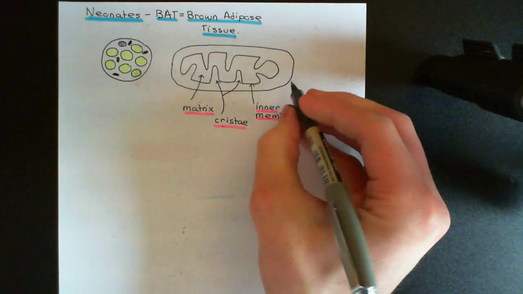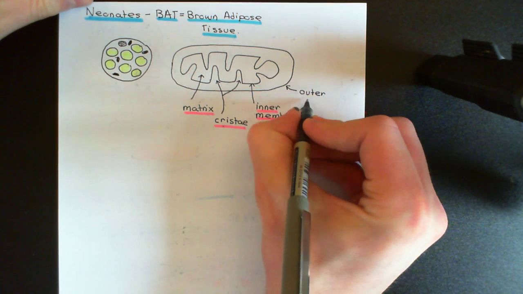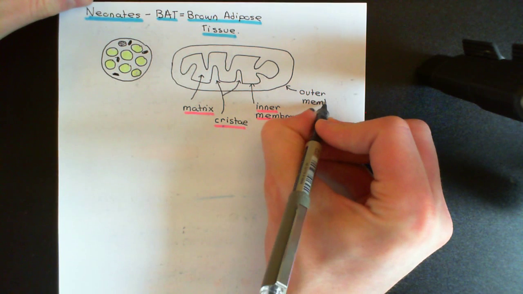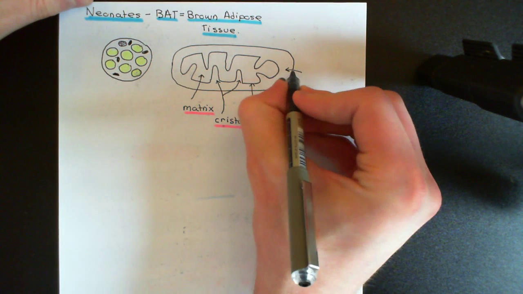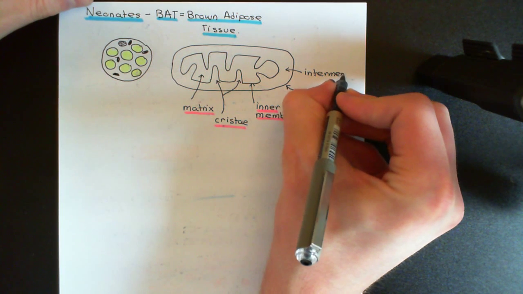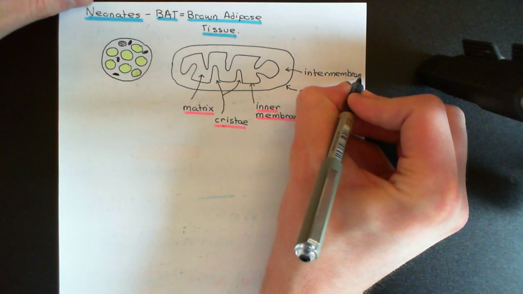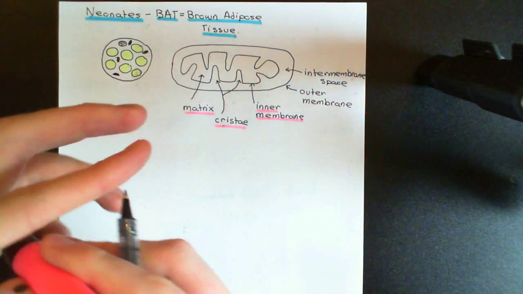The other key things to label up here are we have the outer membrane of the mitochondrion. So this is the outer membrane, and then very importantly we have a space in between the inner membrane and the outer membrane, and this is known as the intermembrane space, and this is the space where the protons are going to be stored. So this is the intermembrane space.